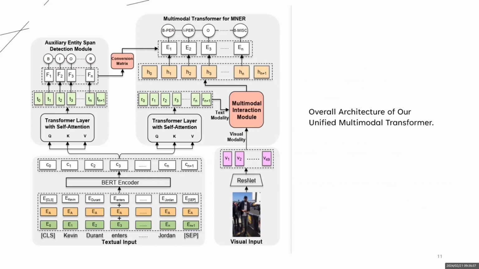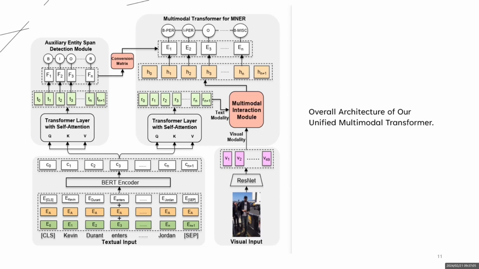Firstly, a standard transformer layer is added to the output C obtained from the BERT encoder to obtain the textual hidden representation R for each word. To capture bidirectional interaction between text and image, an MMI model is proposed to learn word representations with visual perception and visual representations with word perception.